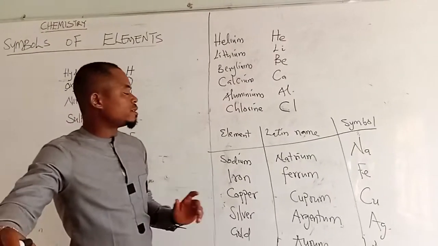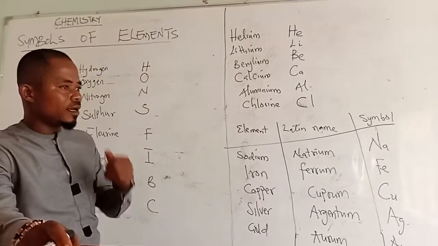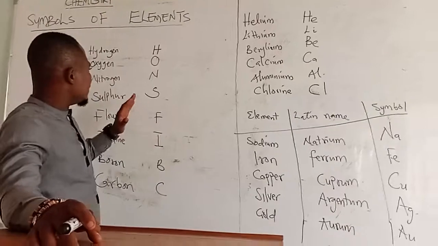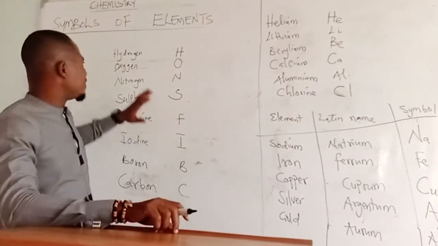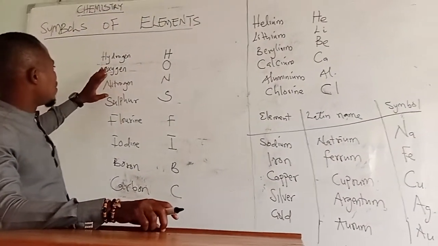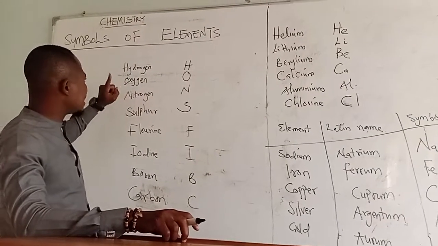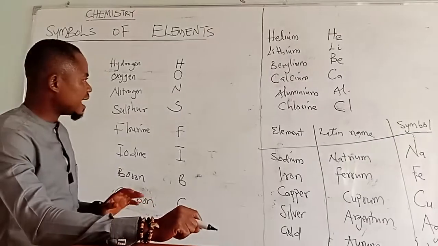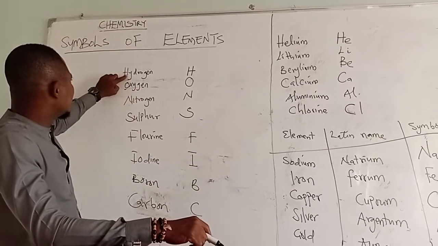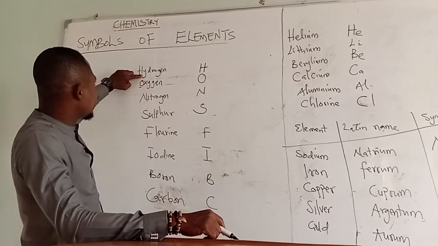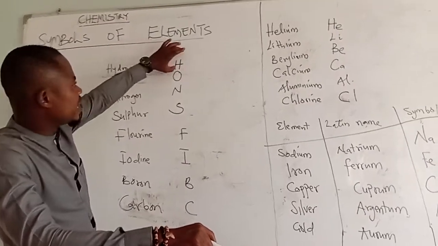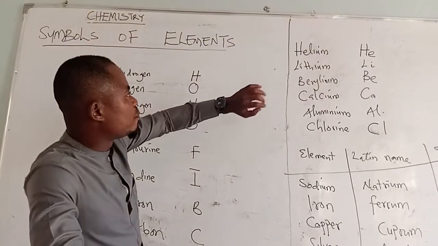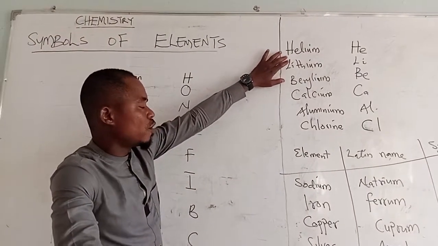Remember, I told you it was first suggested in 1814 by a scientist called Berzelius. In the first set of representation, the first alphabet of the name of the element is taken and written in capital letter. For instance, we have hydrogen. This is the first letter in the name hydrogen. So you pick H and you write it in capital letter. After that, you move to where the first letter has already been used.